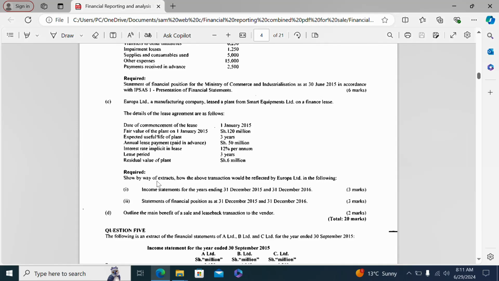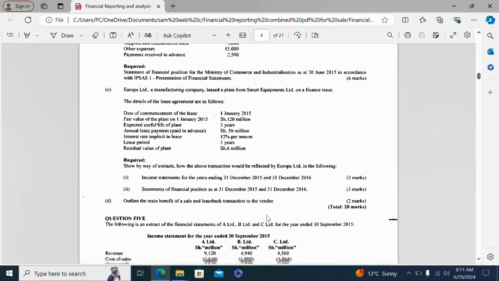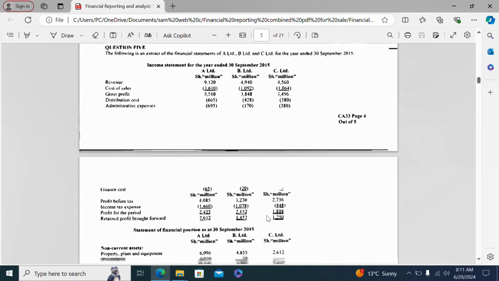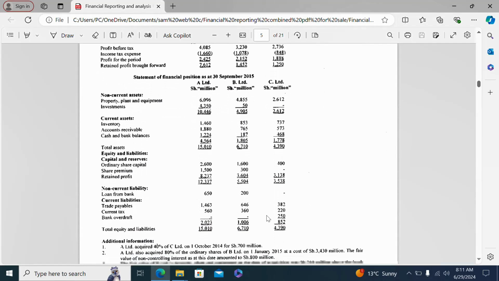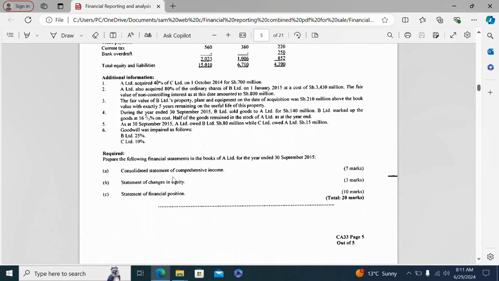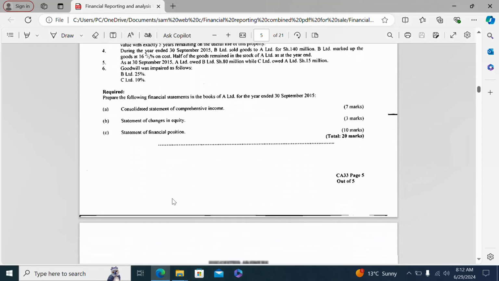And Part C required income statements for the years ending 31st December 2015 and 31st December 2016, and statements of financial position as at 31st December 2015 and 31st December 2016. Then D, outline the main benefit of a sale and leaseback transaction to the vendor. And finally, question 5, you have been given some information. This question required A a consolidated statement of comprehensive income, B a statement of changes in equity, and C a statement of financial position. So now let us go to the answers.